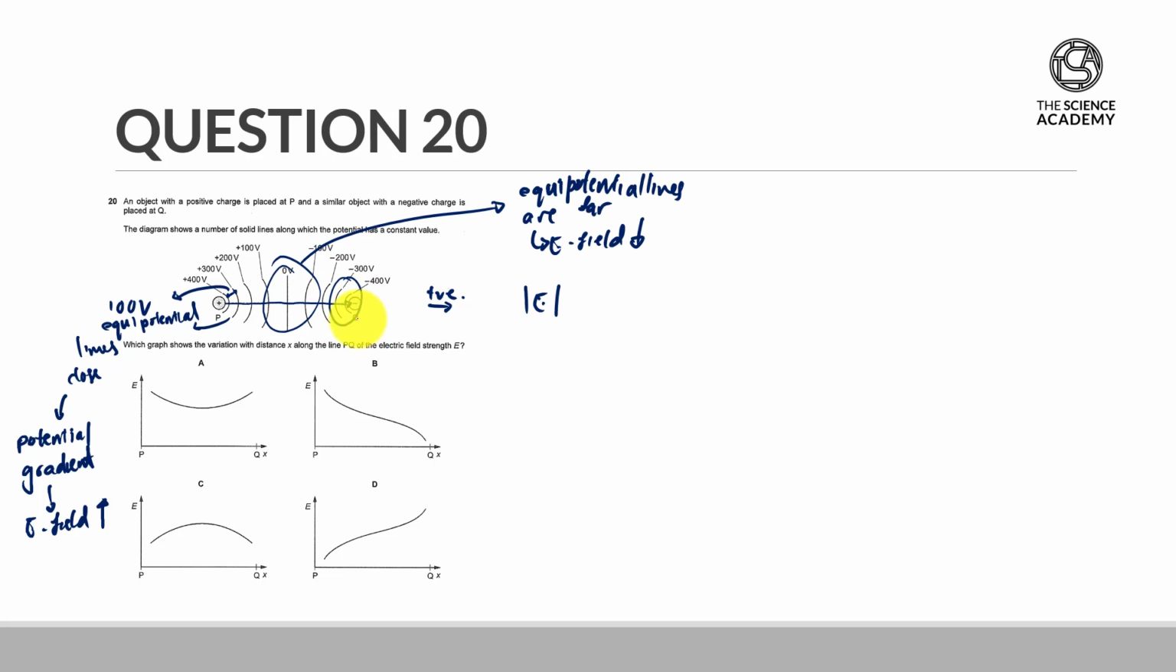However, when we reach the other charge, we once again see that the equipotential lines are close. So once again, the potential gradient and therefore our E field strength is going to be high. And so this means that our E field strength will decrease in magnitude, and after that, increase in magnitude once again. And therefore, our answer is A.